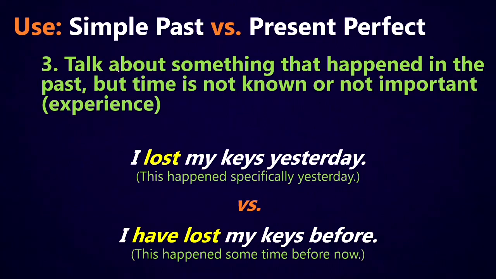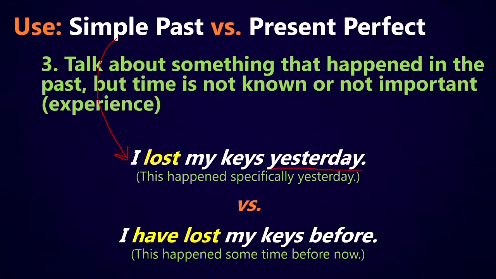The third reason we use the present perfect is to talk about something that happened in the past, but the time is not known or not important. So if I say, I lost my keys yesterday, this is simple past. I would use the simple past here because I'm saying that it happened yesterday, which is a specific time. So this happened specifically yesterday.